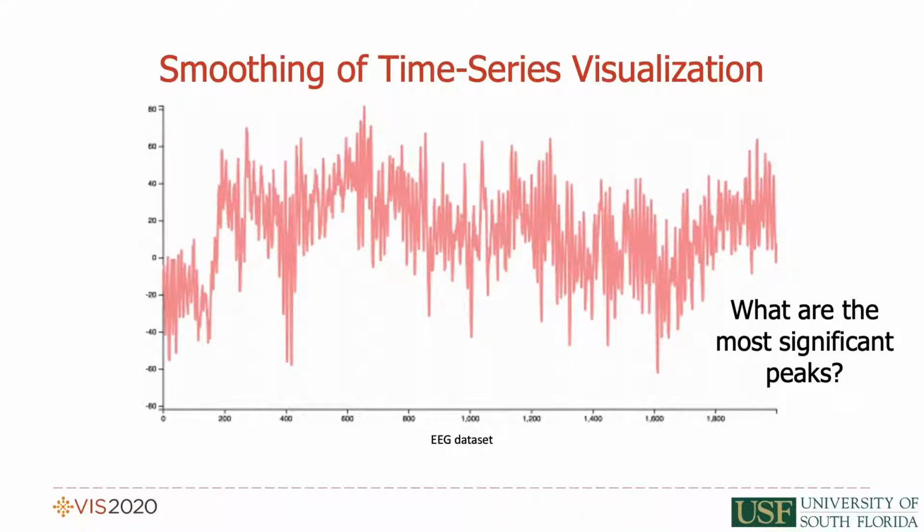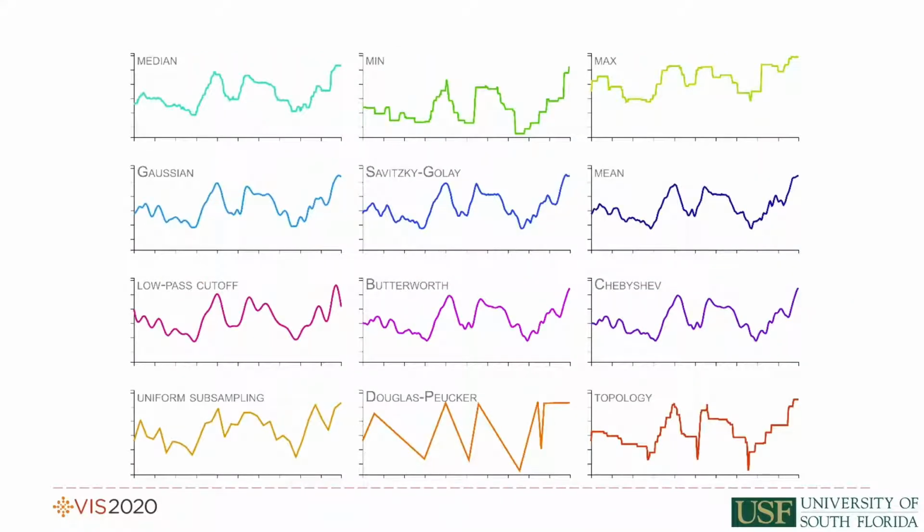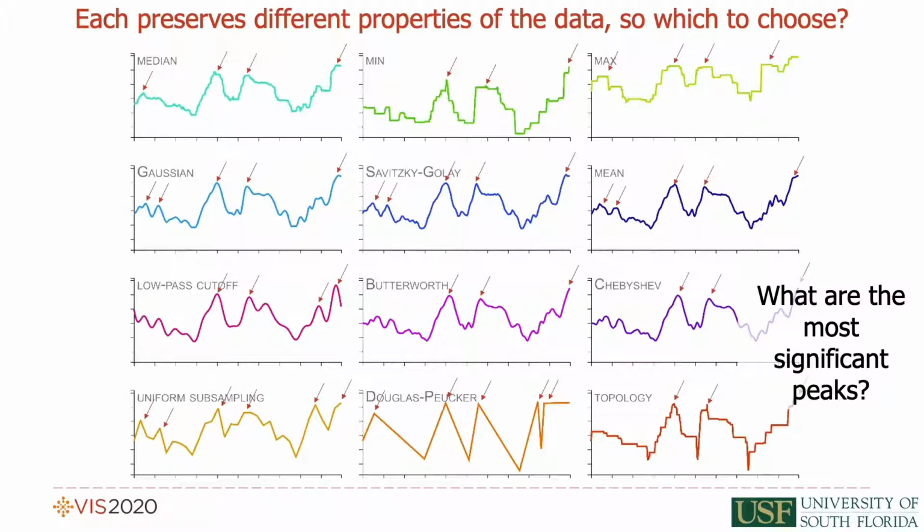With cluttered or noisy line charts, analysis tasks become difficult, for example, selecting the most significant peaks in this data. To overcome this, we can turn to data smoothing. However, many methods are available, and while their results look similar, each preserves different properties of the data.